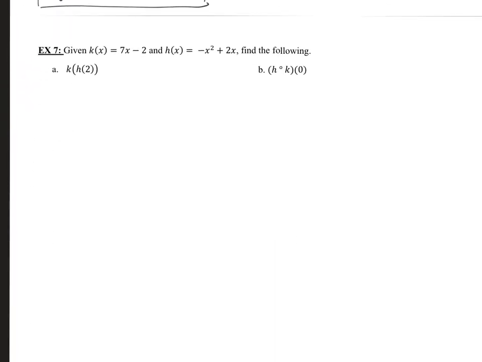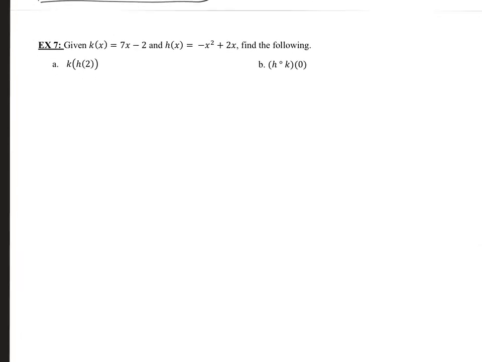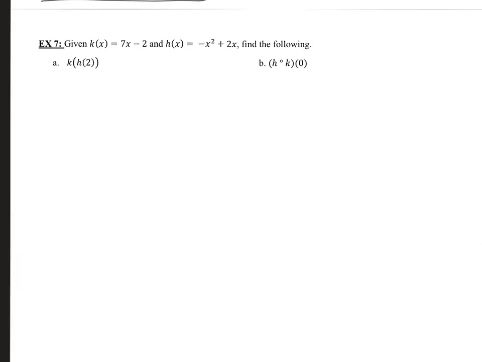Now, example 7, which I believe is the last example. Yep, this is the last example for this page. Given k of x equals 7x minus 2, and h of x equals negative x squared plus 2x, find the following. Ooh, so notice this time we have numbers going on instead of just x. Upping the problems.